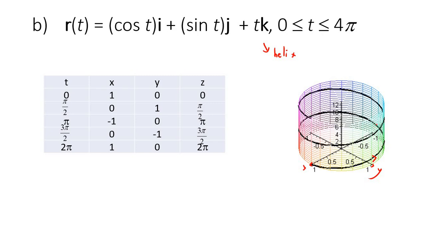X is negative 1 here, up to here. Z is increasing, now it becomes pi. X is negative 1, Y is 0, but Z is raised up to pi. And later on, when it is 3 pi over 2, cos 3 pi over 2 is 0, sin 3 pi over 2 is negative 1, and Z is 3 pi over 2.